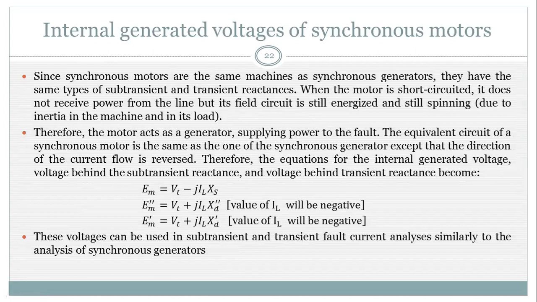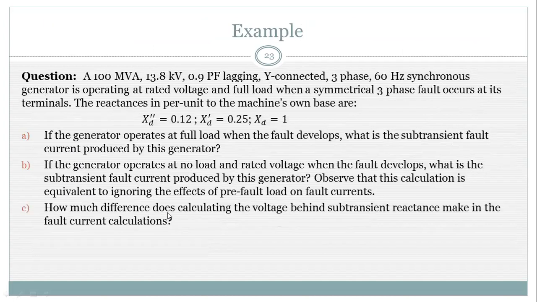And for a motor, this is the reverse of a generator. For a generator, we have to add the internal drop to the terminal voltage, and for a motor we have to subtract the internal drop of the motor from the terminal voltage. So this is the equation. Now this is the mathematical problem.